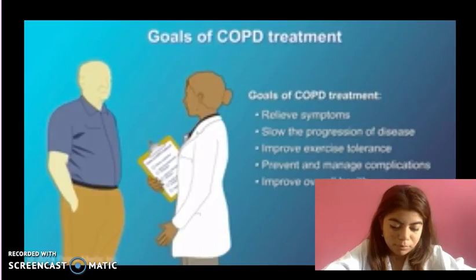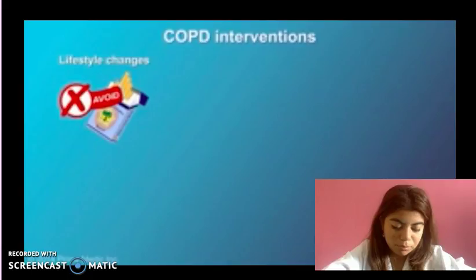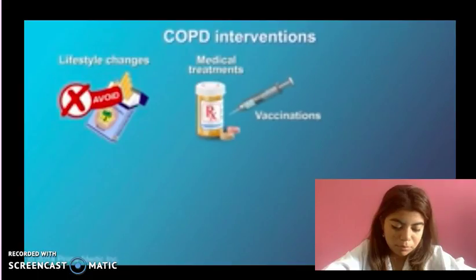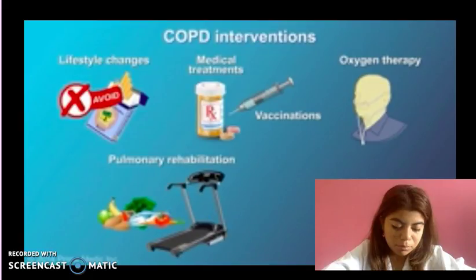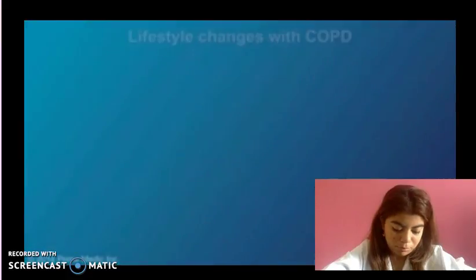Patients should become informed about COPD by speaking with their doctor. Sometimes a referral to a pulmonologist or lung doctor may be required. Patients who are informed about their COPD are likely to have better health outcomes. COPD interventions may consist of lifestyle changes, medical treatments, vaccinations, oxygen therapy, and pulmonary rehabilitation. A small number of patients may also require selective surgical procedures.